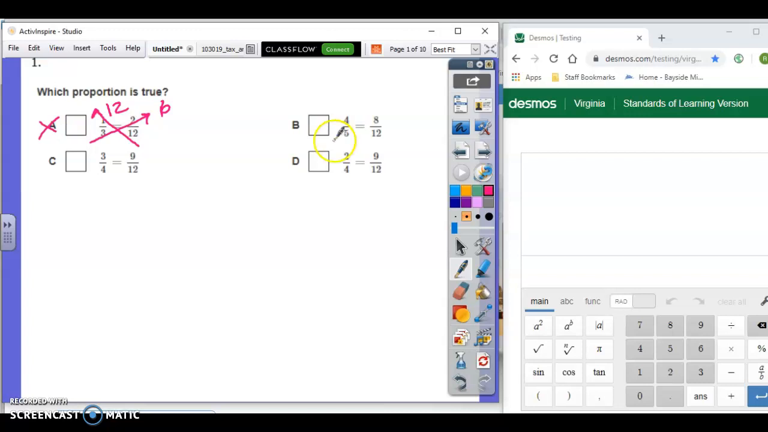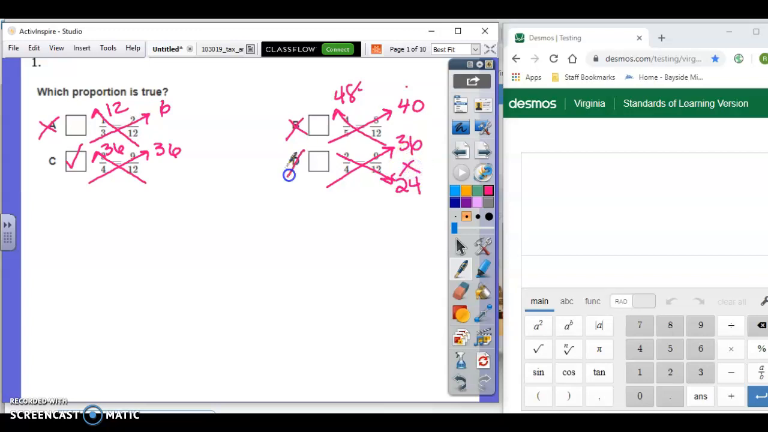Let's try B. 8 times 5 is 40, 4 times 12 is 48. Not the same number here, so that is not correct. Answer choice C. 9 times 4 gives you 36. 3 times 12 gives you 36. So that's the correct answer. Let's check D. 2 times 12 is 24. 9 times 4 is 36. So we did not get the same answer. So problem number 1, the answer should have been C.